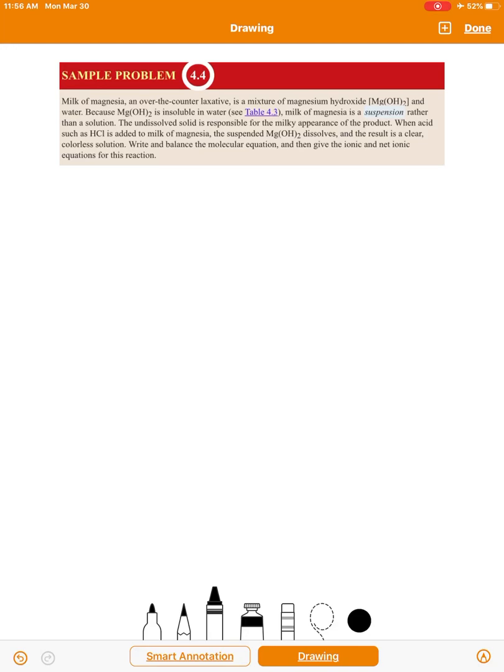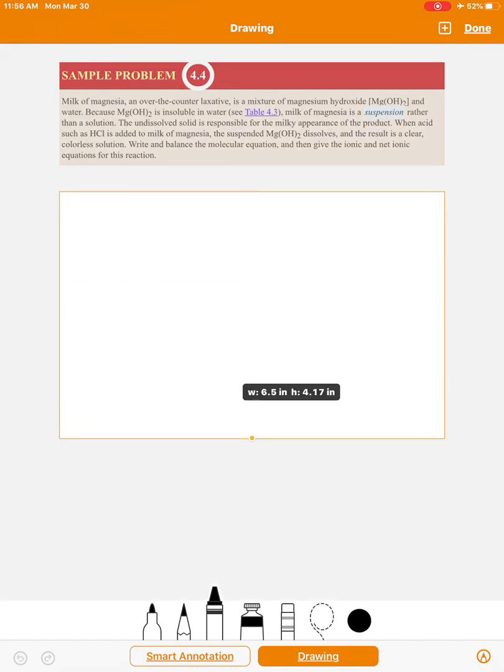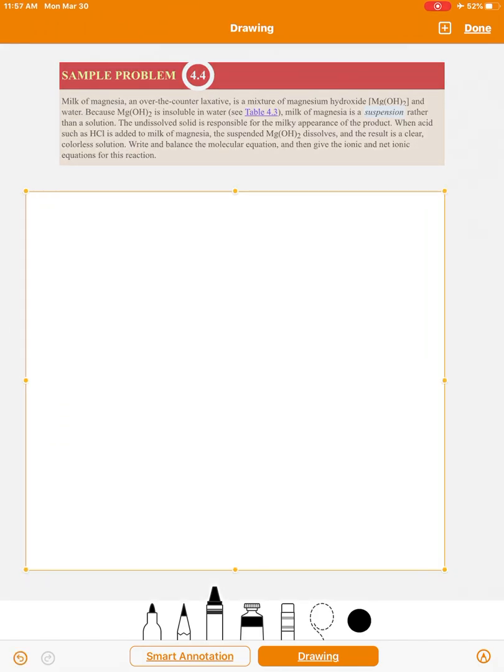When acid such as HCl is added to milk of magnesia, the suspended Mg(OH)2 dissolves, and the result is a clear, colorless solution. Write and balance the molecular equation, then give the ionic and net ionic equations for this reaction. Okay, so let's go ahead and go through this one. This is an acid-base reaction.